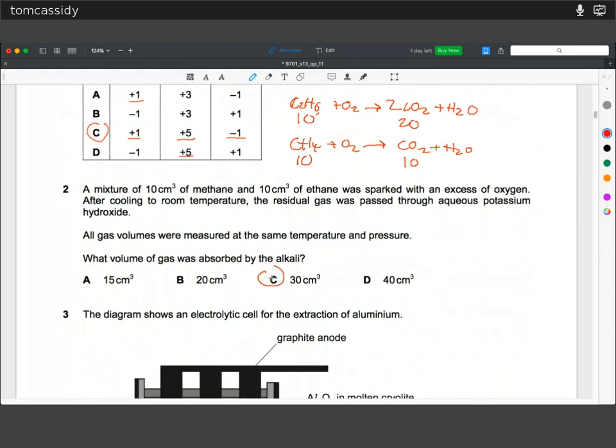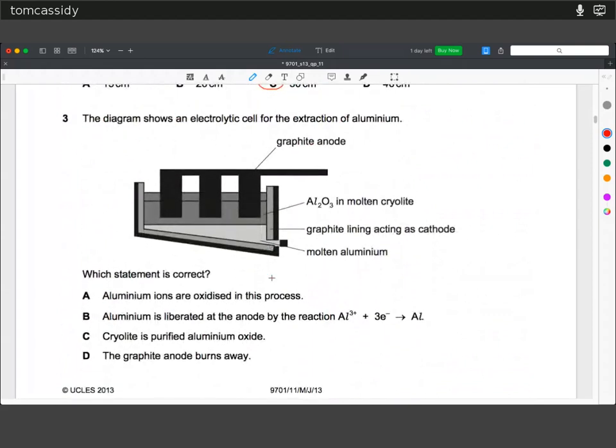All right, next one. This is the industrial production of aluminium. And they've got 4 answers here. There are some distractors in there. First one, aluminium ions are oxidized in the process. Well, that's not right, is it? Because you've got aluminium 3+, that's gaining electrons to make aluminium. And you need to have in your mind the mnemonic OIL RIG: oxidation is loss, reduction is gain. So this is aluminium 3+ being reduced, it's gaining electrons. So aluminium is not oxidized in the process, it's reduced.